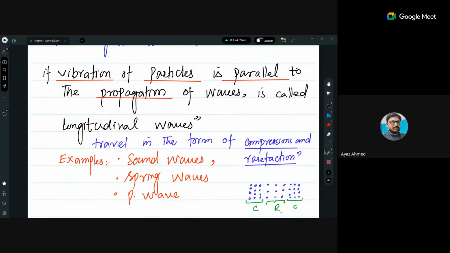Actually, these are field waves. I told you that those waves which do not need any particles to travel are called non-mechanical waves. Gravitational waves are also some sort of non-mechanical waves. That is why gravitational waves do not need any medium to propagate through, and they can be propagated even in space where there are no particles.